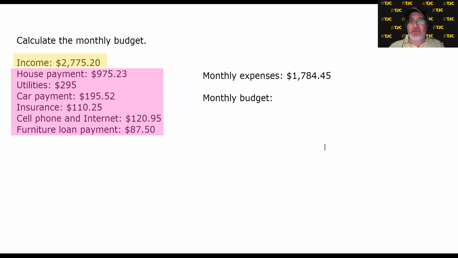When I added the 6 numbers in pink, I got $1,784.45. I think I'm going to pause the video and double check it. And upon double checking, I got the same amount again. It was actually convenient because I asked Siri, watch this.